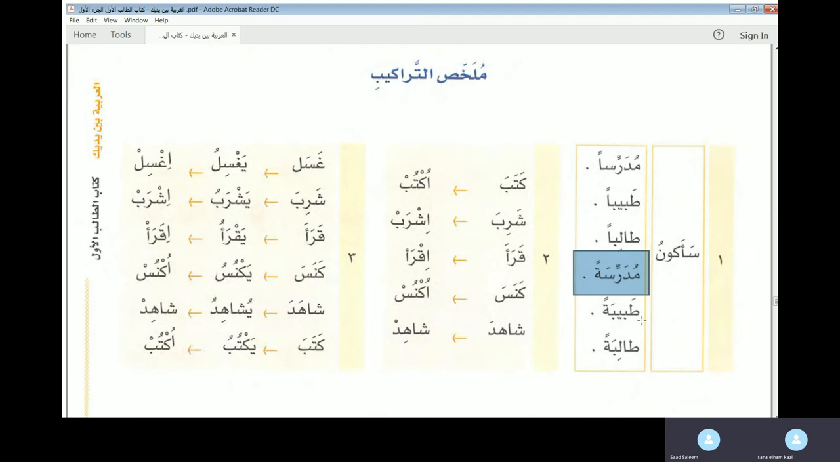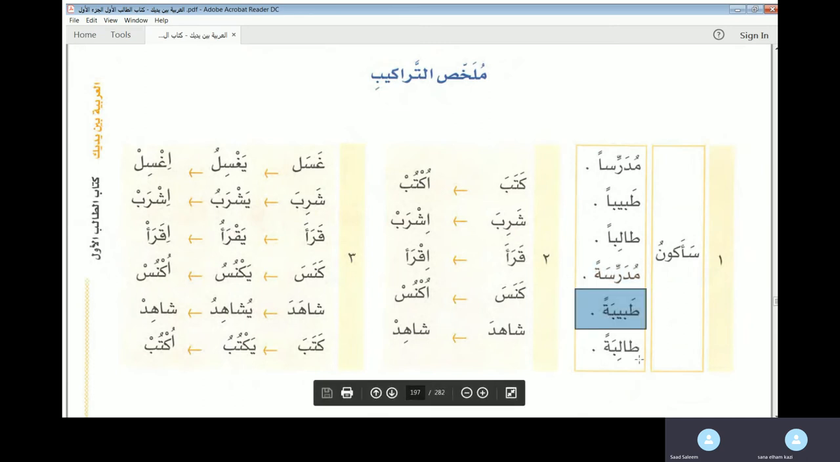Sakunu, because of the sa. I will be becoming a student. Yeah, that's right. Sakunu mudarrisan, I'll be becoming a teacher. Sakunu tabiban, then I will be becoming a doctor. Sakunu talibatan, I'll be becoming a student.